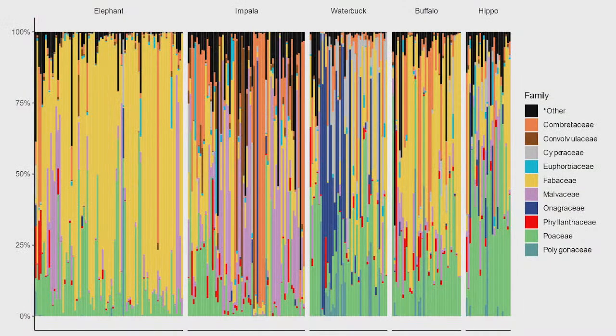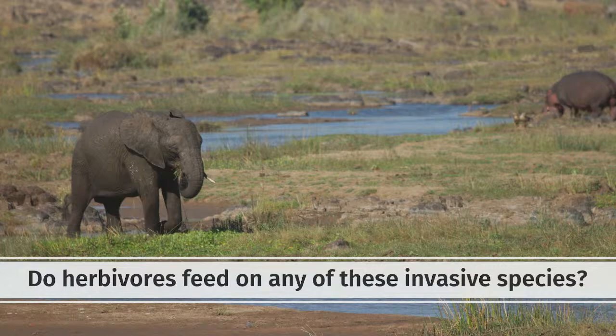These are the families, and I'm not going to spend too much time on this. It's just to show you what we got. The most commonly consumed families were legumes and grasses, which I suppose is not surprising.